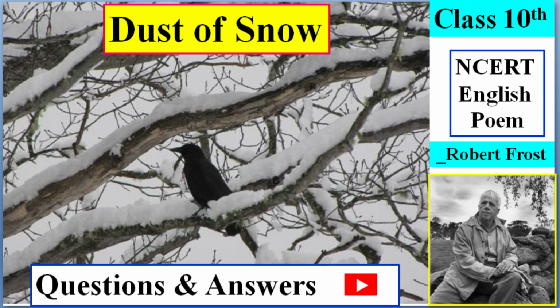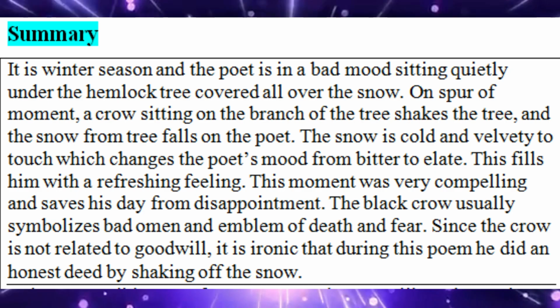So let's start. Dust of Snow, Robert Frost. Summary of the poem. It is winter season and the poet is in a bad mood, sitting quietly under the hemlock tree covered all over with snow. On the spur of the moment, a crow sitting on the branch of the tree shakes the tree, and the snow from the tree falls on the poet. The snow is cold and velvety to touch, which changes the poet's mood from bitter to elated. This fills him with a refreshing feeling. This moment was very compelling and saves his day from disappointment.